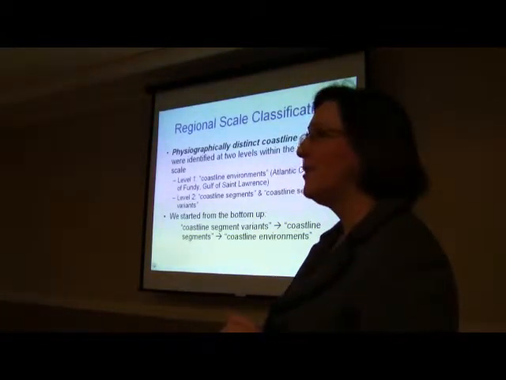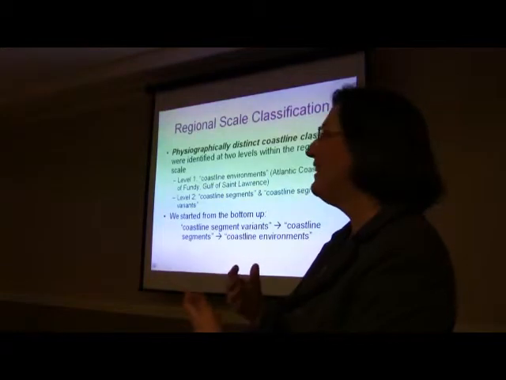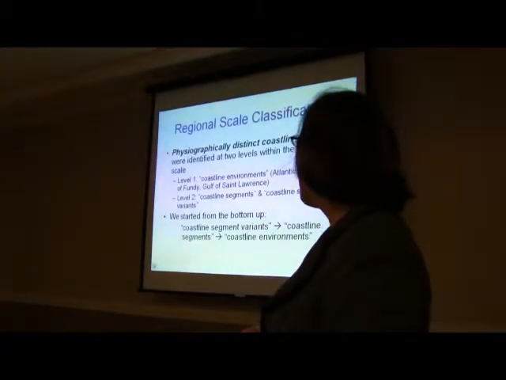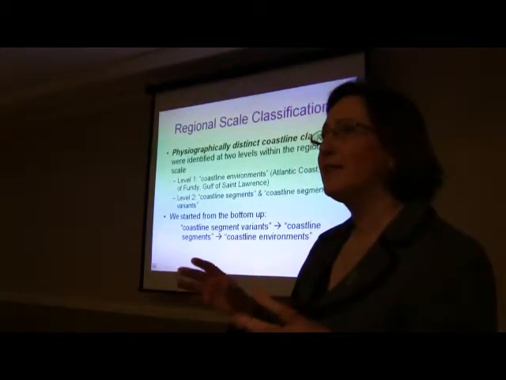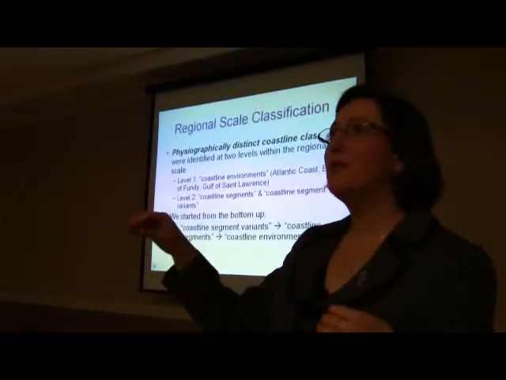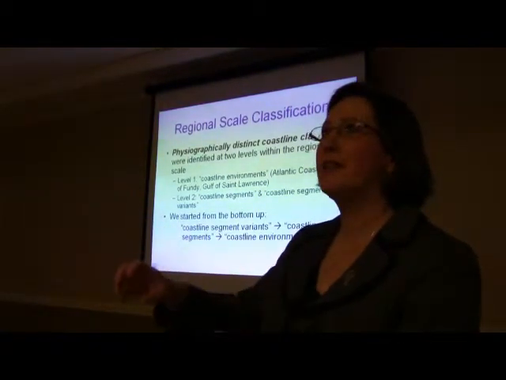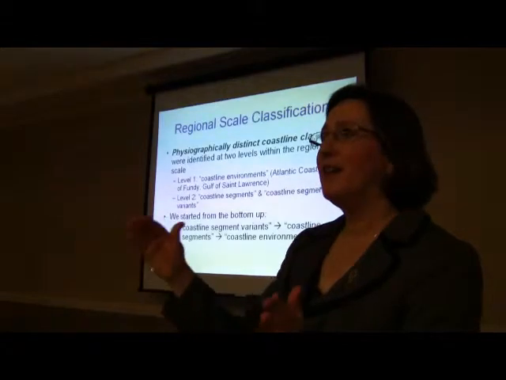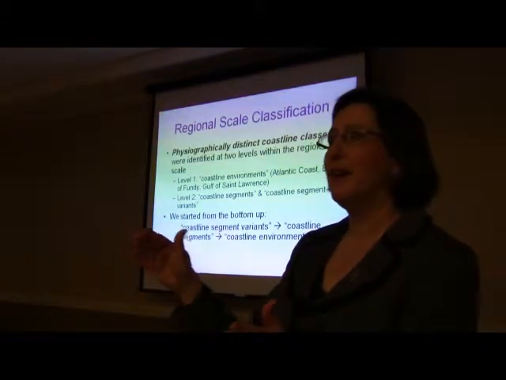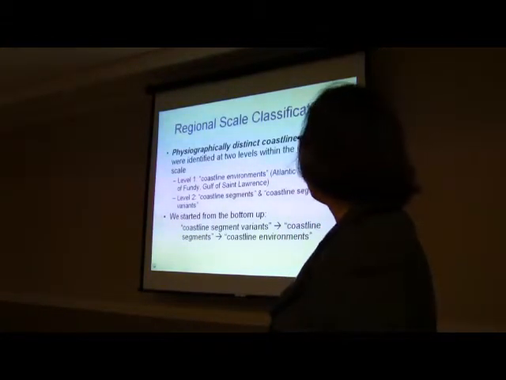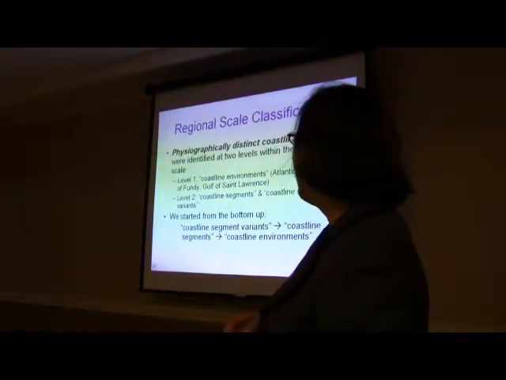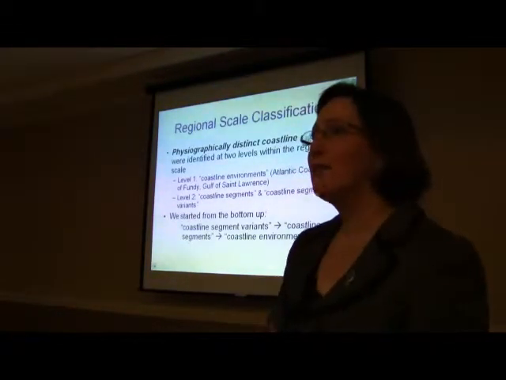The second level has actually two levels inside of it. One we term the coastline segments. So these are all contiguous segments of coastline. We don't have pockets that repeat along the coastline. Each classification segment is contiguous within itself. So we have what's classified as coastline segments and coastline segment variants.